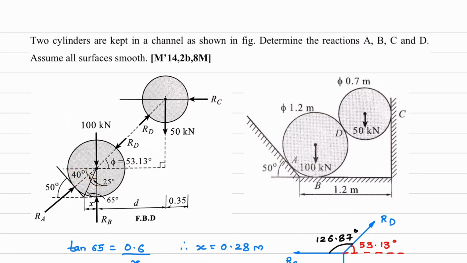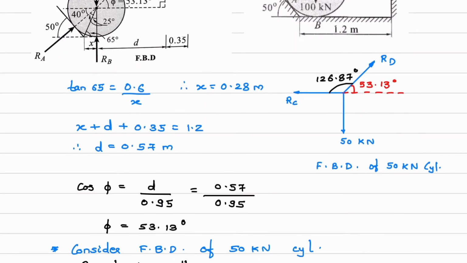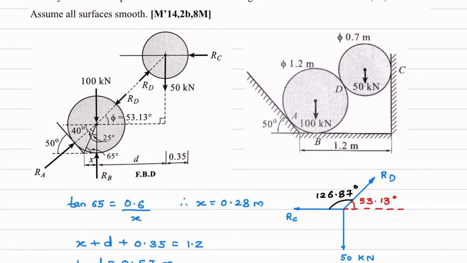And then this distance we considered x, we considered this triangle and calculated x. Okay, then we calculated d over here, and using that d we calculated this phi. Then after that we have drawn FBD of upper cylinder, and here we observe that there are three forces, and we made the nature of all the three forces as pull nature, so that we can apply Lami's theorem.